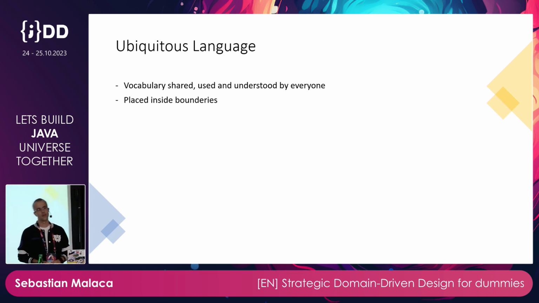Ubiquitous language. Vocabulary shared, used, and represented during our conversation. Ubiquitous means, let's say, everywhere. And that was my first mistake when I started to learn DDD patterns. Ubiquitous was misleading for me. I thought that it's about finding the language I can use everywhere.